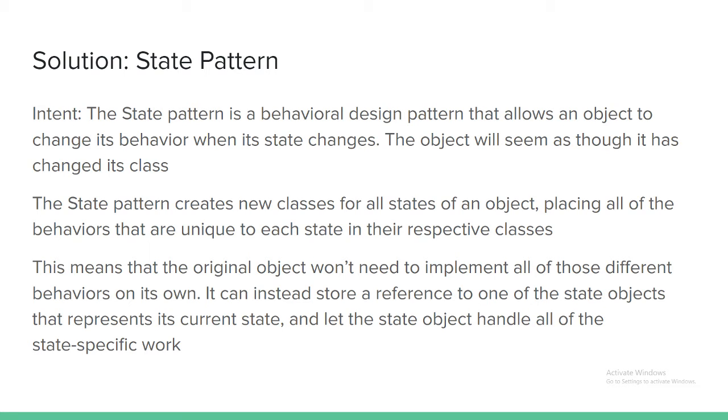So the state pattern is a behavioral design pattern that allows an object to change its behavior when its state changes. The object will seem as though it has changed its class. The state pattern creates new classes for all states of an object, placing all of the behaviors that are unique to each state in their respective classes. This means that the original object won't need to implement all of those different behaviors on its own. It can instead store a reference to one of the state objects that represents its current state and let the state object handle all of the state-specific work, right?